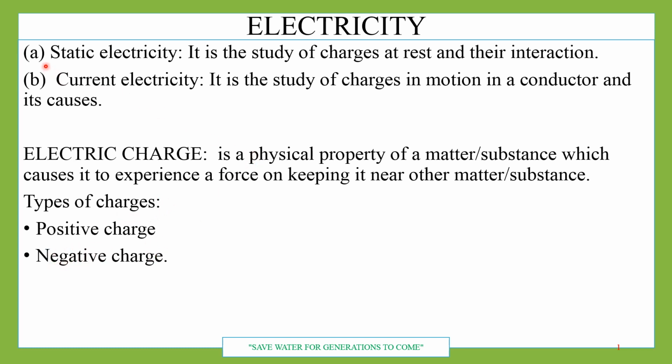When these charges are at rest, the study of charge at rest is known as static. And when these charges are in continuous motion, then it is called electricity, the study of charges in motion in a conductor. Conductor is an important word here. Metals like aluminum and copper are conductors. But the scale, plastic, and glass rod are not conductors. Therefore, charges in them do not flow continuously; they are at rest. Current means flow. So charges are of two types.